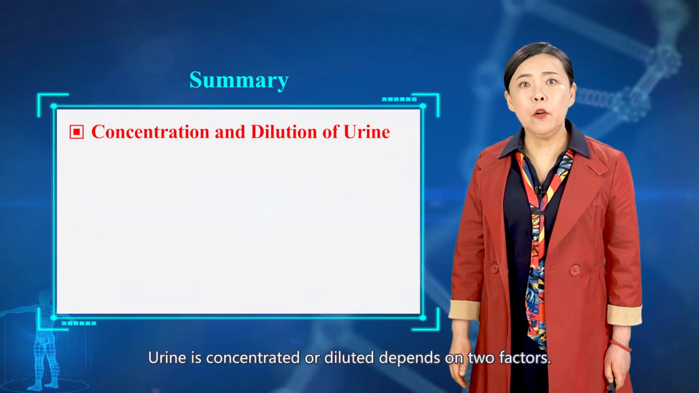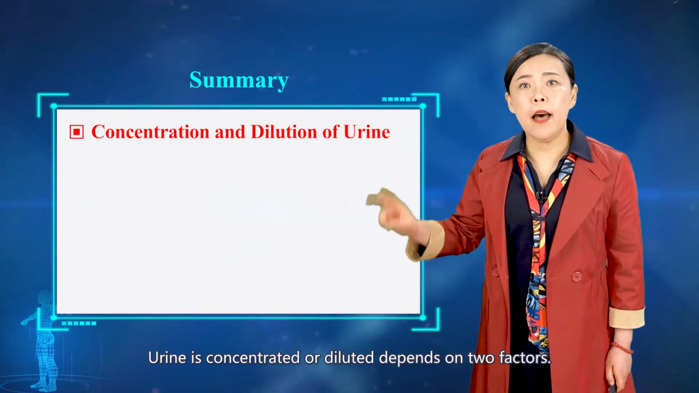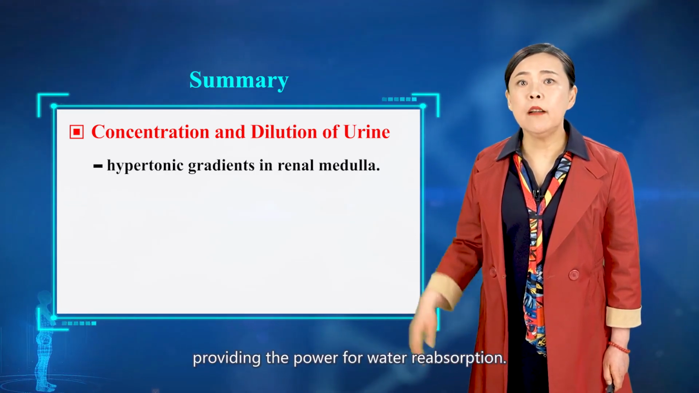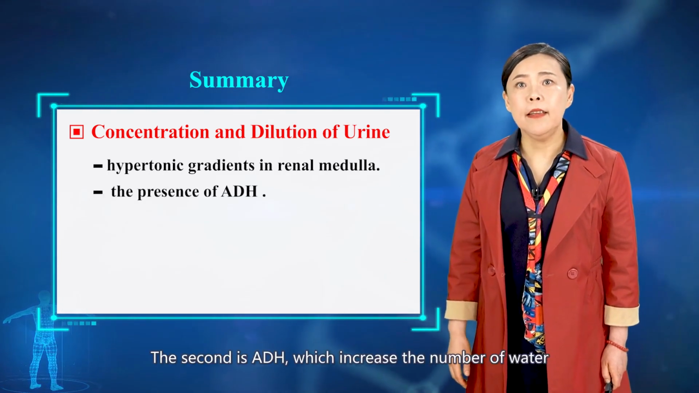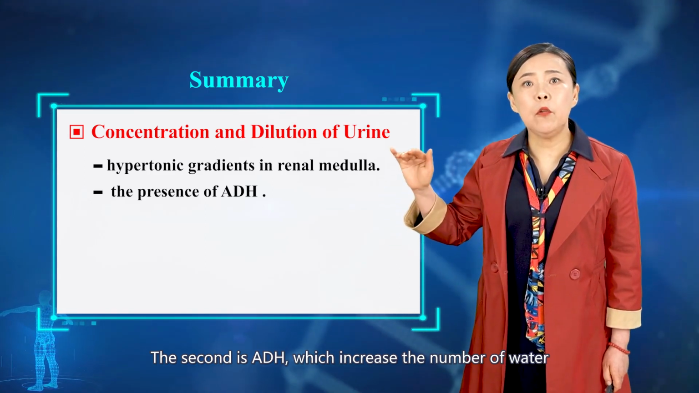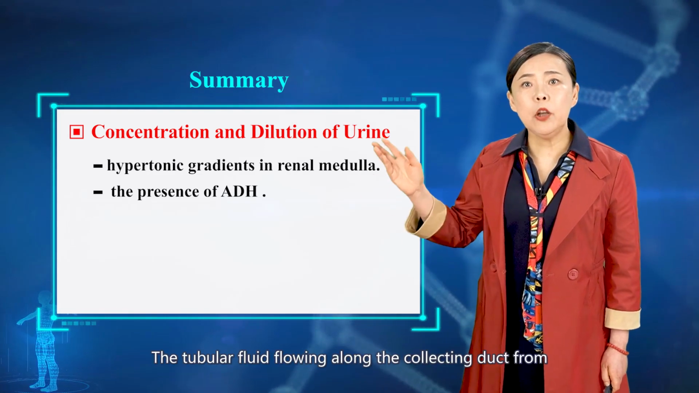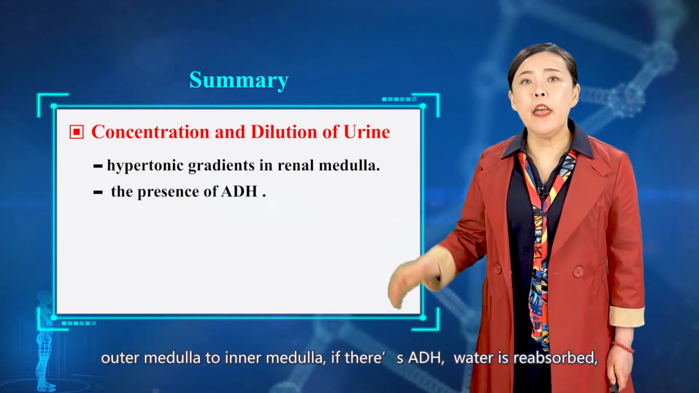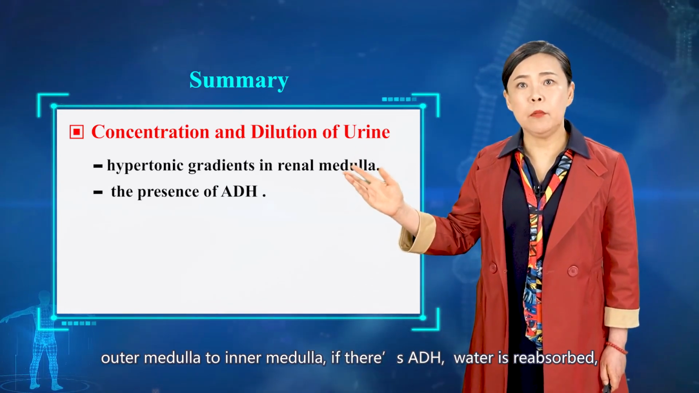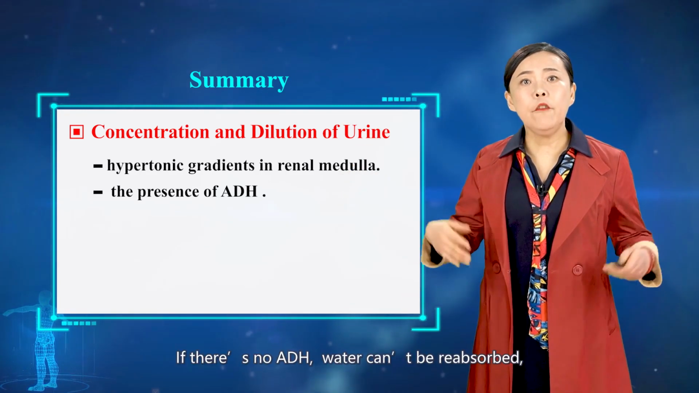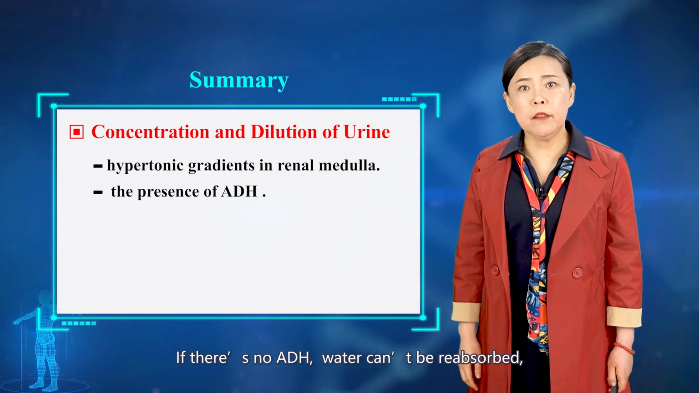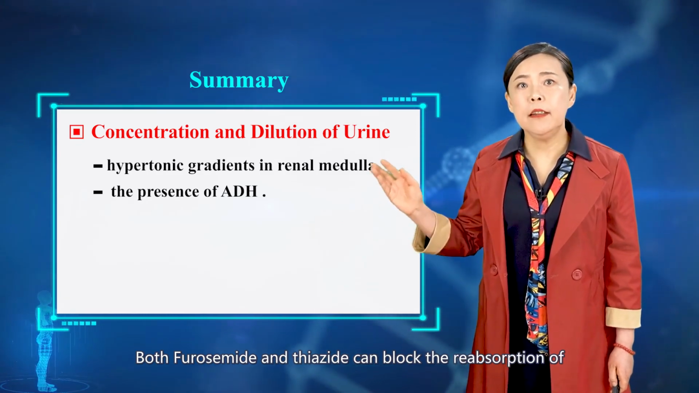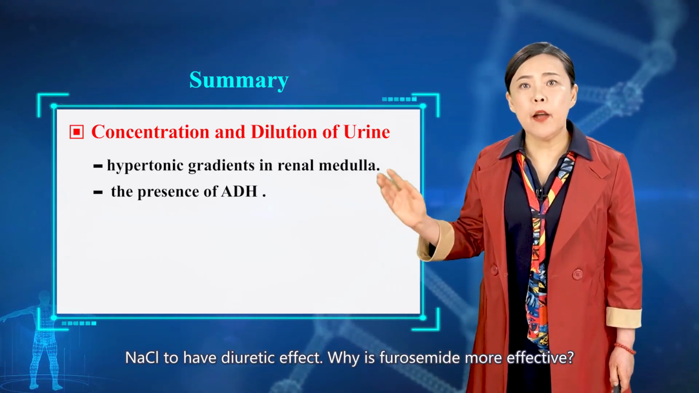Let's do a summary. Urine is concentrated or diluted depending on two factors. The first is the hypertonic gradient in the renal medulla, providing the power for water reabsorption. The second is ADH, which increases the number of water channels in collecting ducts. The tubular fluid flows along the collecting duct from the outer medulla to the inner medulla. If there is ADH, water is reabsorbed. The urine is concentrated. If there is no ADH, water can't be reabsorbed. The urine is diluted.